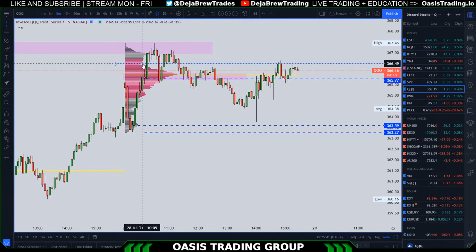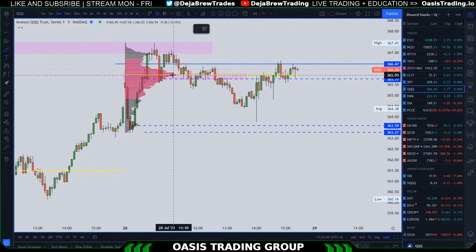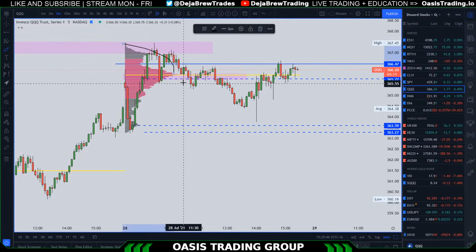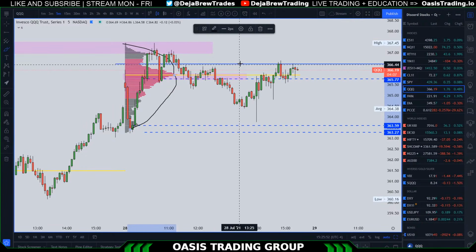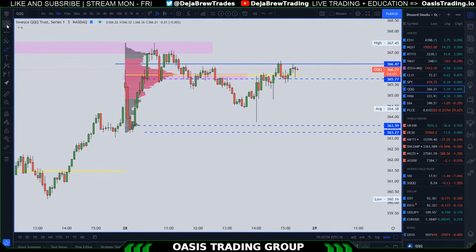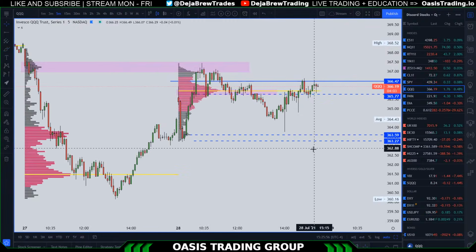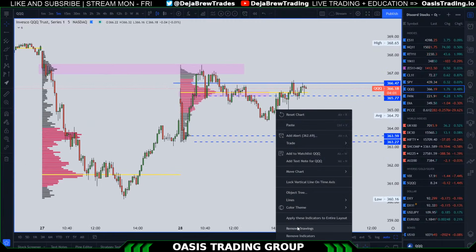If we fill in that node, this could create more of a balanced shape here on the profile, but you would still be bullishly balanced. Okay. All right, so that was a lot. Let me go ahead and delete this.